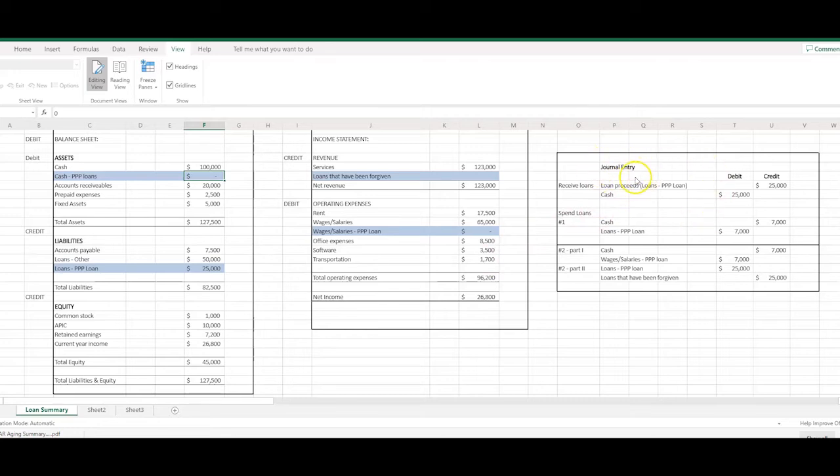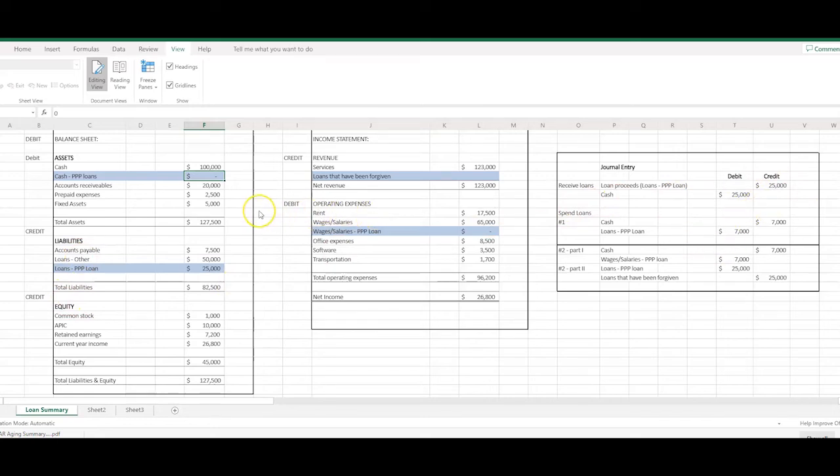Then I created this third section here of journal entries. You can see I have debit and credit written next to each category. Debit increases an asset. Credit increases liability, credit increases equity, credit increases revenue, and debit increases expenses. As you would imagine, if you credit an asset, that's going to decrease it, and if you debit liabilities, that's going to decrease it, etc.